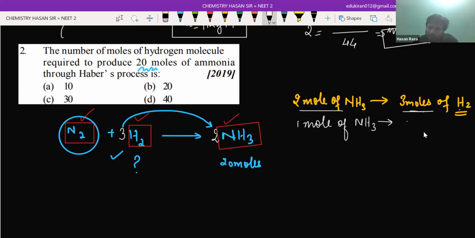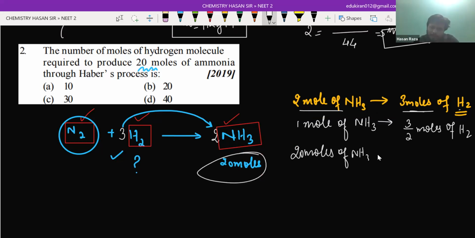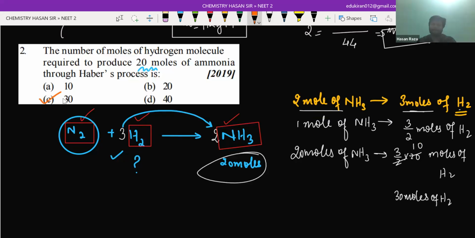Now you can see 2 moles of NH3 is giving 3 moles of H2. Now 1 mole of NH3 will give 3 by 2 moles of H2. It's the unitary method. Now, how many moles for 20 moles of NH3? That will give you 3 by 2 into 20 moles of H2. In this way, you can easily calculate it will be 30 moles of H2. So the answer is C. Just look at the question and please do understand. If you have got any problem in this, just let me know.